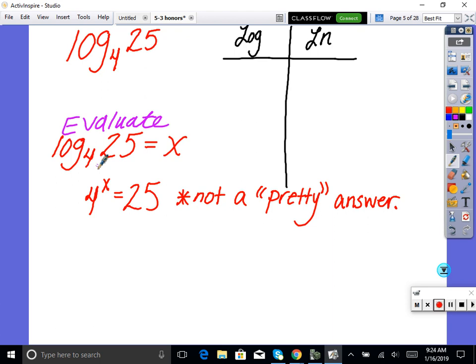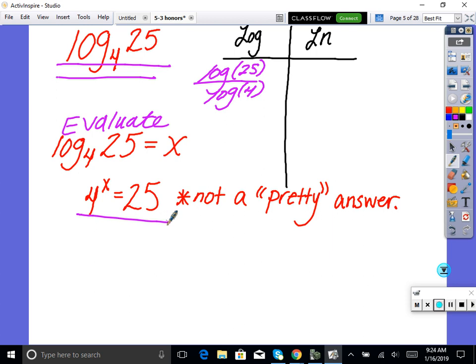It's because we're not going to have a quote-unquote pretty answer. It's not going to be a whole number or a fraction that we know. So instead we're going to have to use the change of base formula. We would rewrite this as log of 25 divided by log of 4. Using the change of base formula, we're now able to calculate or evaluate it without rewriting it as an exponential. So give me the decimal and type it into your calculator, everyone. Your instructions will tell you what decimal place.